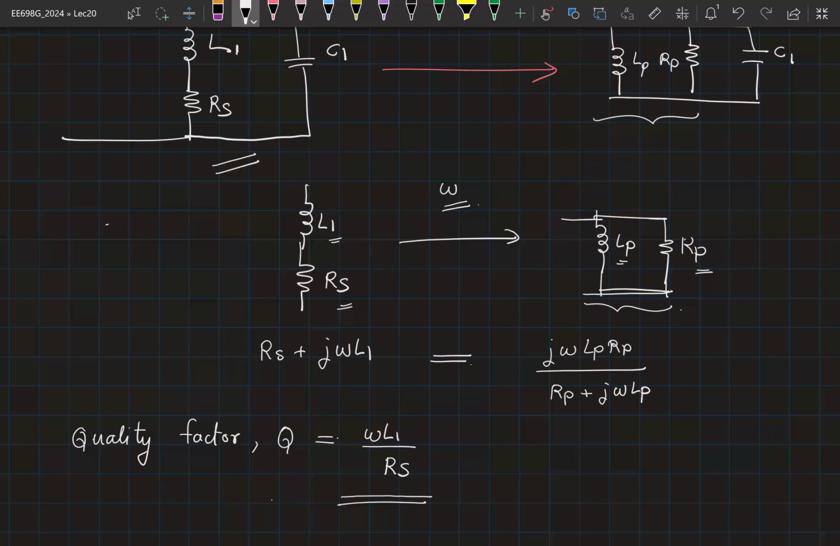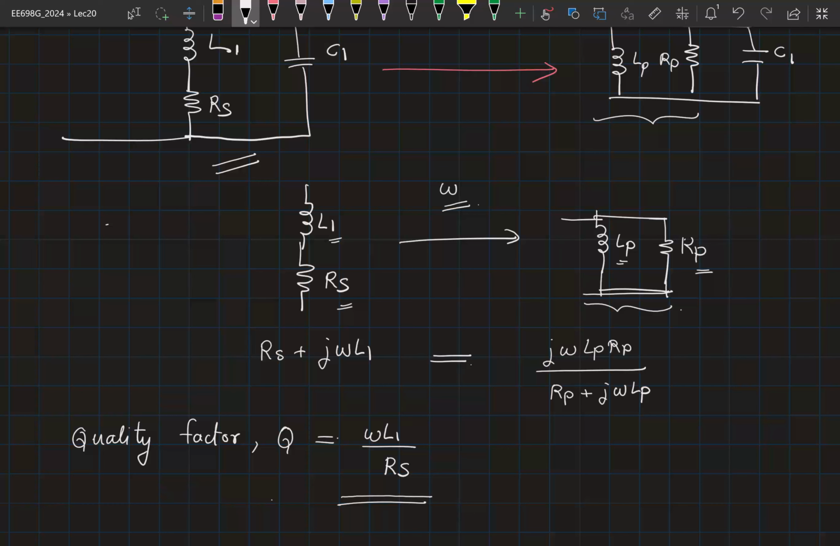The equations that you are deriving, relating L1 to LP and RS to RP, become easier to remember if you include the quality factor in them. A reasonable assumption to make is that the quality factor is usually large, because you want an inductor, not a resistor. So I'll stop the class here. Please do the derivation before next class.